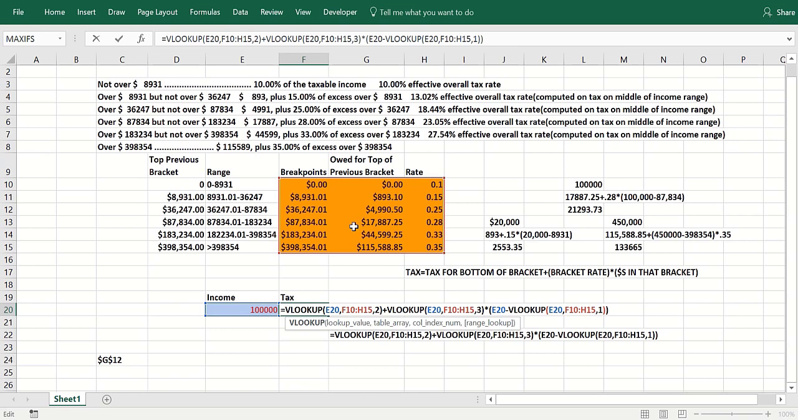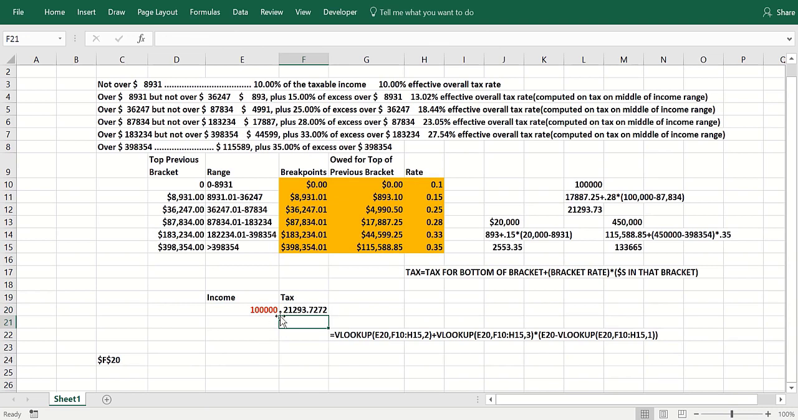At the top of the previous bracket, you owed this much, the 17,887. And then you're going to look up for that bracket the tax rate. You're in this bracket here, so you're going to pay 28%. Take your income, and what you're going to look up here based on that 100,000 is column 1. So we do a lookup, returning a value from the first column with a lookup range, which is fairly unusual, but often necessary. So in other words, if we look up the bottom of that bracket, we're in 87,834.01 there.